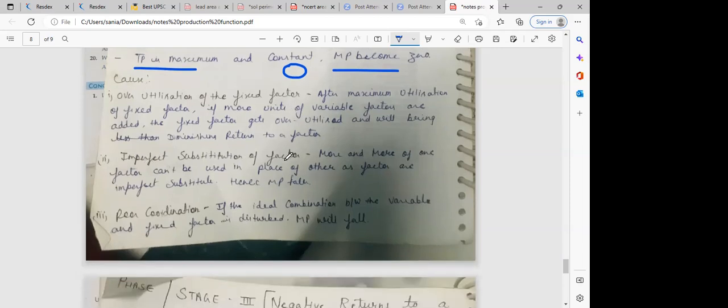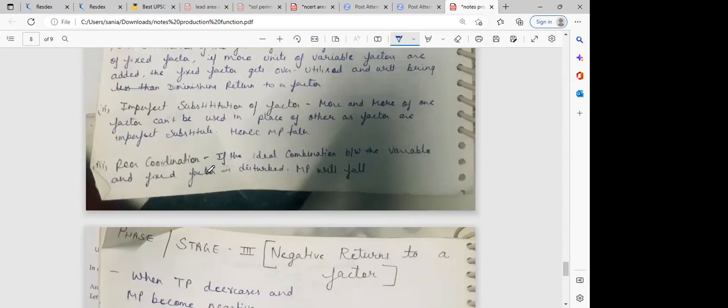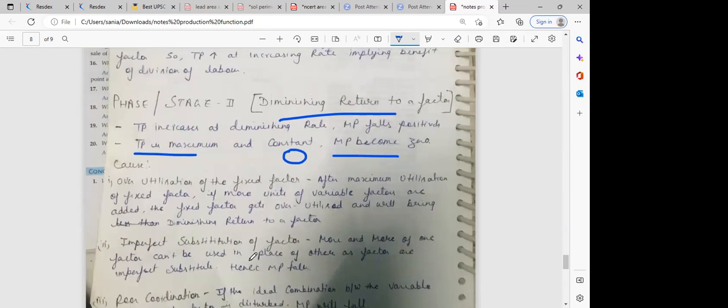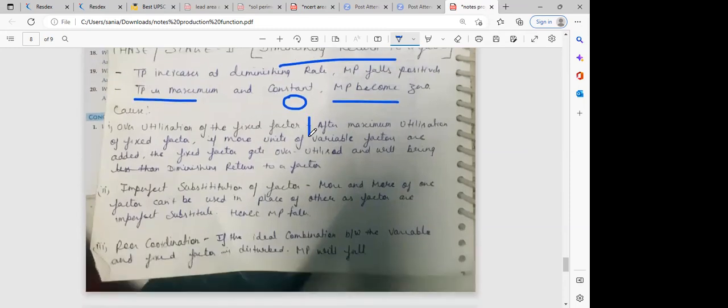So imperfect substitution, like whatever is needed, you are not putting them. As I told you, you should have a good perfect substitution. If I want chair, you should bring chair. You cannot bring table, right? So here there is imperfect substitution. Plus poor coordination is there between fixed and the variable factor. Because of this, this phase is coming. So you will not write the explanation. You will only write the causes till here.